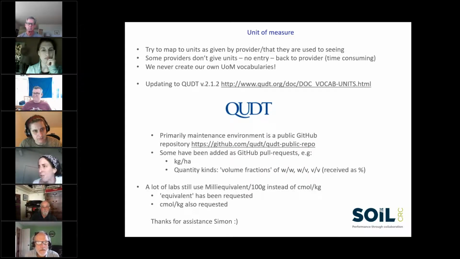And we're finding a lot of labs use, and this was an interesting discussion, milliequivalents per 100 grams instead of centimole per kilogram. So how do you, that's not up there. So the term equivalent has gone up, and then milliequivalent per 100 grams has to be built. And I pushed up a request for centimole per kilogram as well. So I guess it's just flagging that that's out there for people that might not be aware.